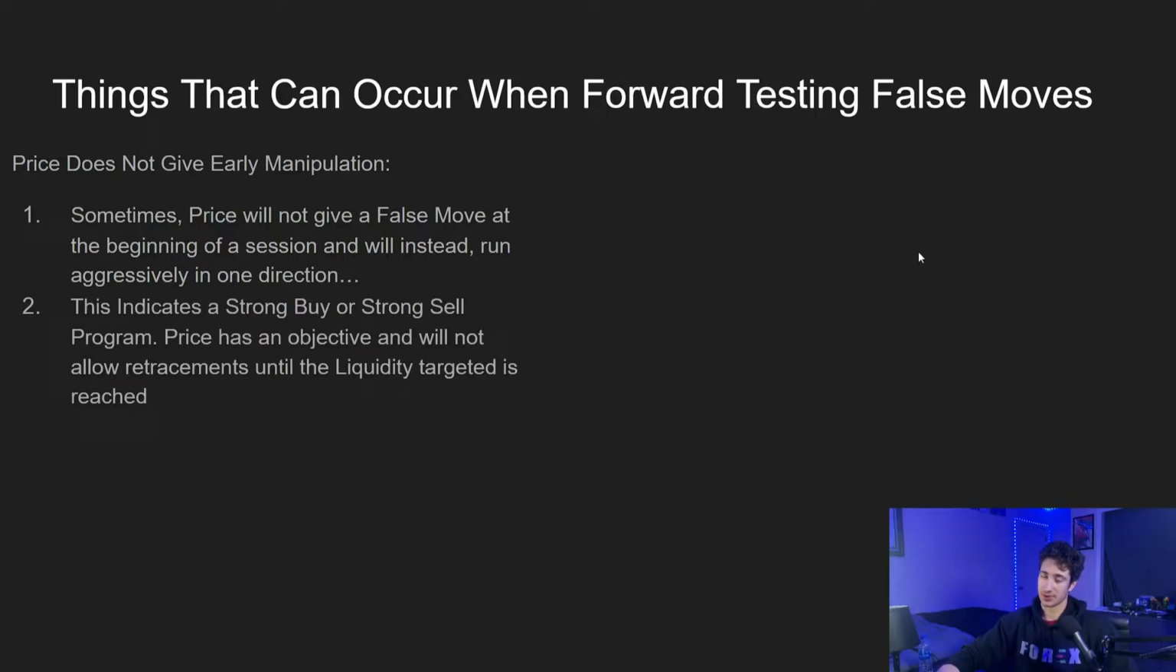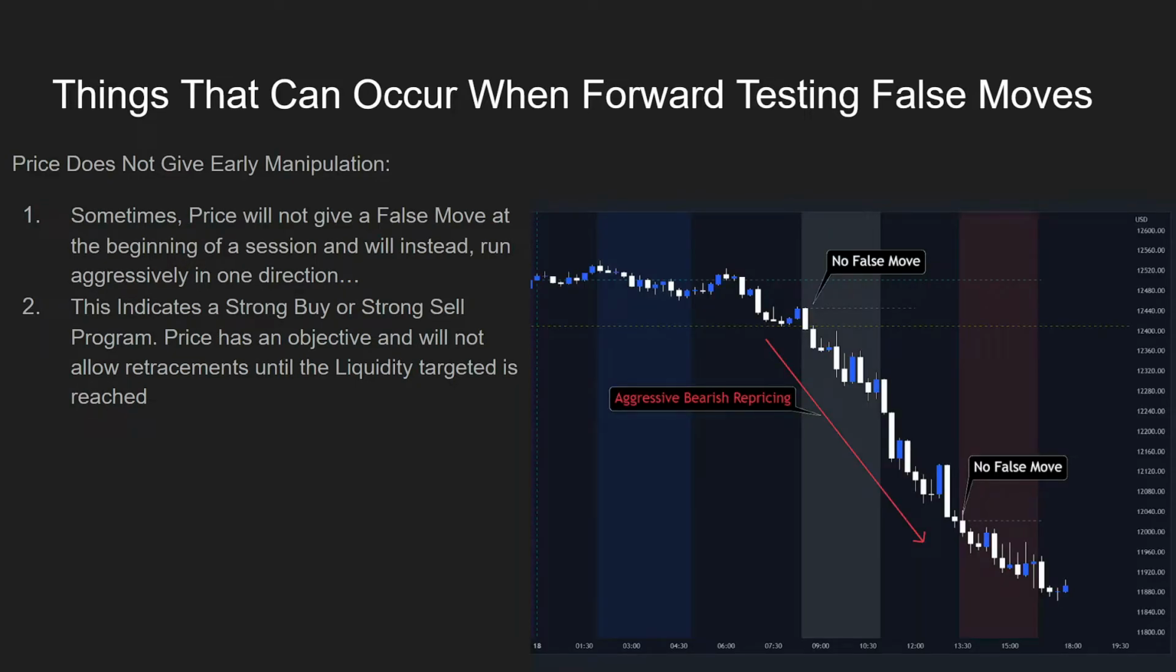Okay, so these types of situations indicate strong buy and sell models. So when price has an objective for the daily range and it will not give a false move, that means that there will be an aggressive repricing to a specific level. Price has an objective and it needs to get there as soon as possible. So it won't allow any retracements until that daily range objective has been completed. So here's an example of an aggressive bearish repricing. We can see right at 8:30, we just moved lower, and that's all we did.